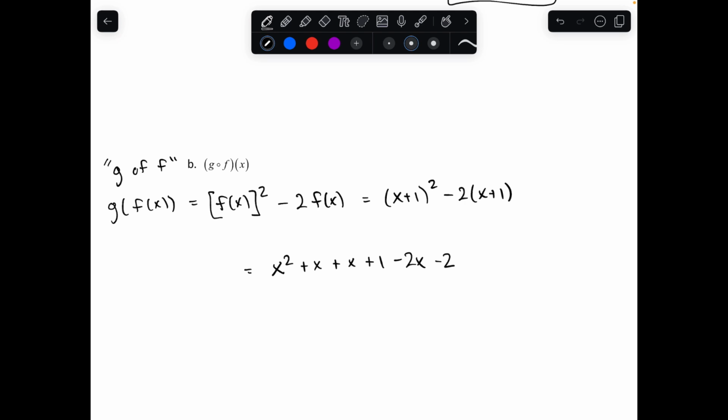Now I'm going to group these pieces together. So I have x squared plus 2x minus 2x, and then I have plus 1 and minus 2. So now I can combine like terms. I see that I have a positive 2x and a negative 2x, so those are going to cancel out. And I have a positive 1 and a minus 2. So when I add those together, I'll get minus 1. So we get a final answer of x squared minus 1.